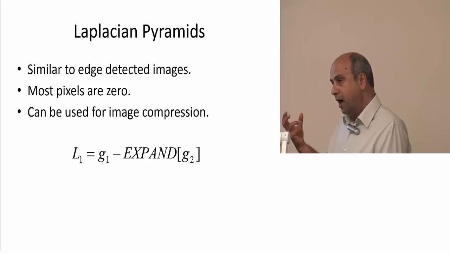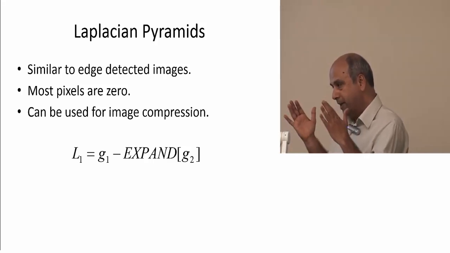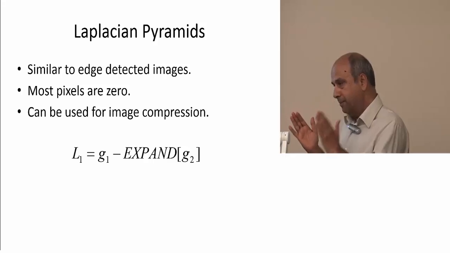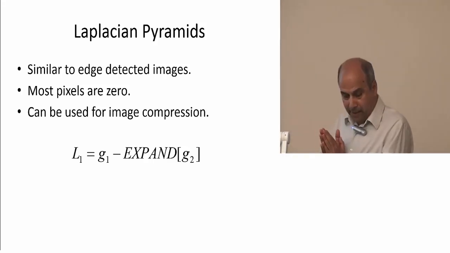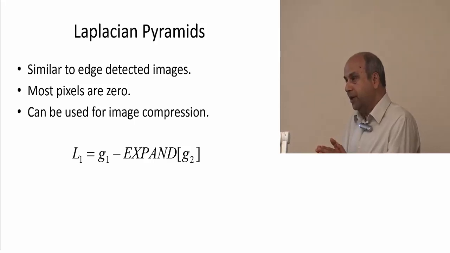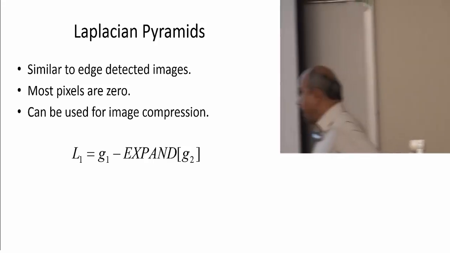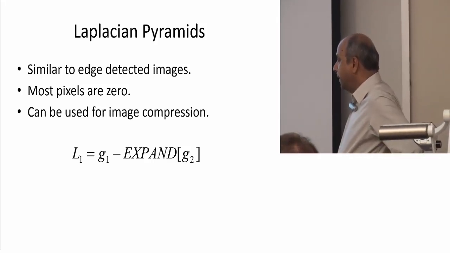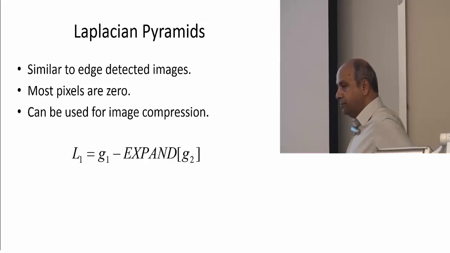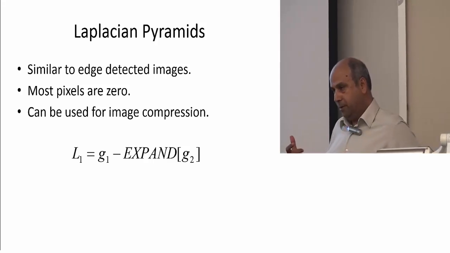Okay? Because as you know, G2 is half the resolution of G1, so we'll expand it to make it the same resolution and then subtract pixel by pixel. That will become the first level of Laplacian. Yes? So you said the expand is the Gaussian expand that we did before. Yeah, the expand operation is to take an image and expand it twice as much.